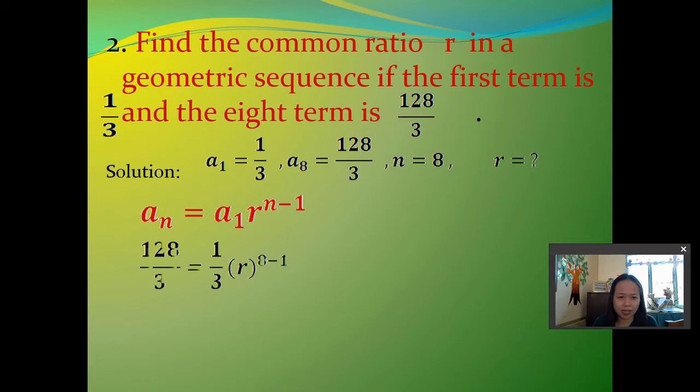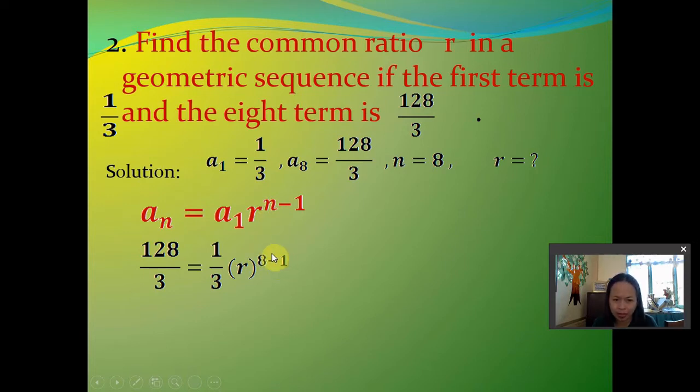Next, we will substitute the given information. Our nth term, or the last term of our sequence, the eighth term, which is 128 over 3, is equal to our first term, 1/3. So replace a sub 1 with 1/3. Then r is what we are looking for, r is unknown. And then n here is 8, so we will replace n with 8 minus 1.